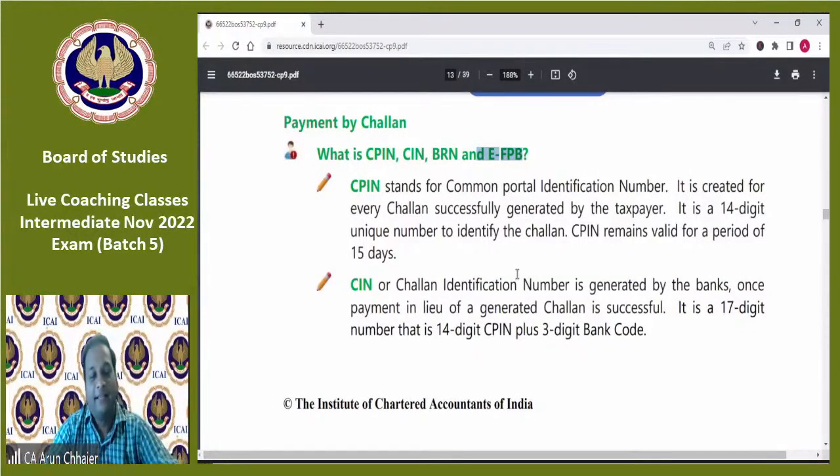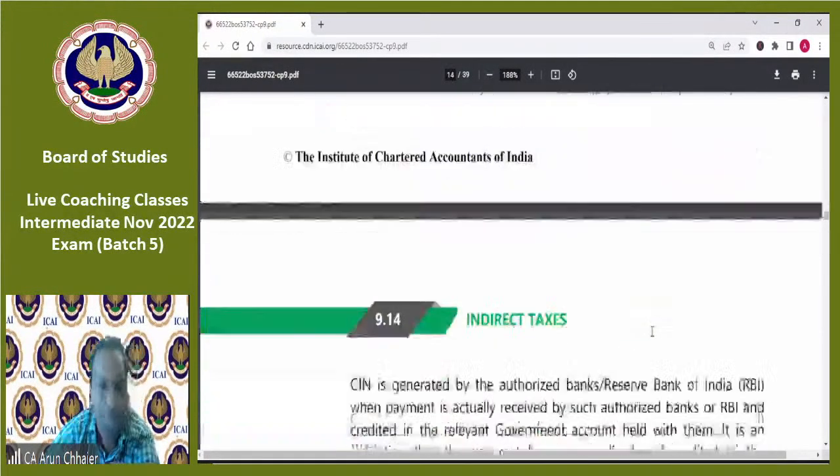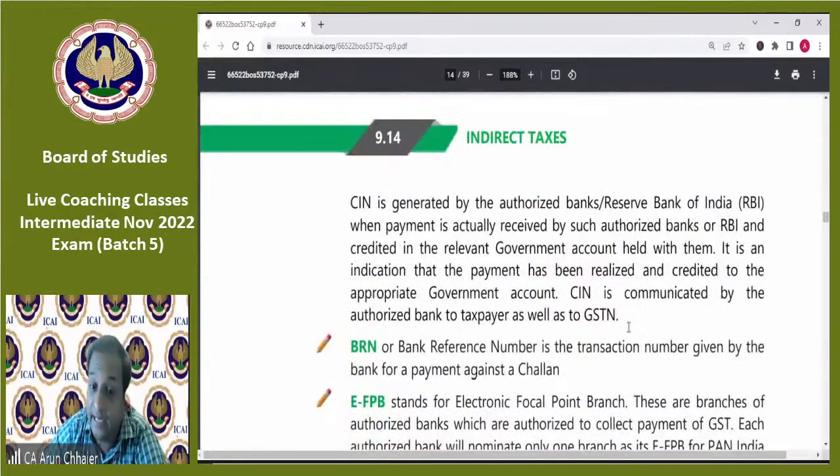Great. Fine. So CPIN stands for the Common Portal Identification Number. CIN stands for the Challan Identification Number. See, Common Portal Identification Number is 14 digits. CIN, Challan Identification Number, is generated by the bank once payment is made against the generated challan. Once you are making the payment and it is successful, then they will generate the CIN number. The CIN number is 17 digits: 14 digits of CPIN plus 3 digits of the bank. CIN is generated by the authorized bank or Reserve Bank of India.